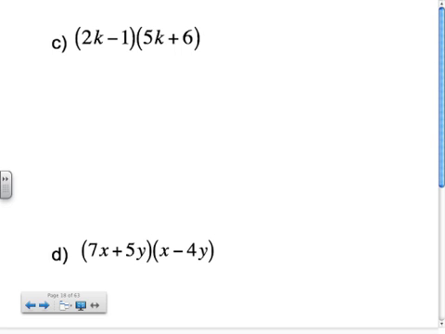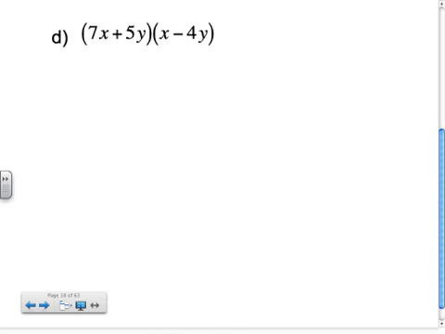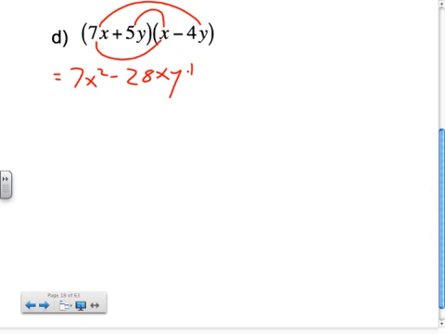You'll notice I'll do part D here because it does have two different variables in it. It has x and y. Really no different here, same process. So when I go through and I do this, 7x and x, first terms, 7x squared. Outside, 7x and negative 4y, that's negative 28xy. Inside terms, positive 5y, positive x, that's just positive 5xy. And I have positive 5y, negative 4y, that's a negative 20y squared.